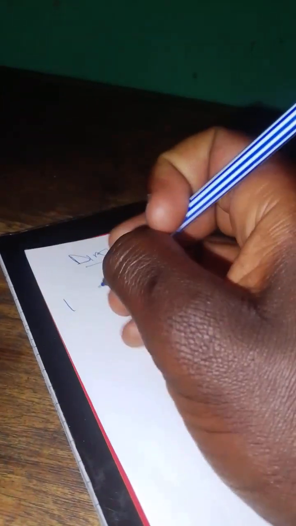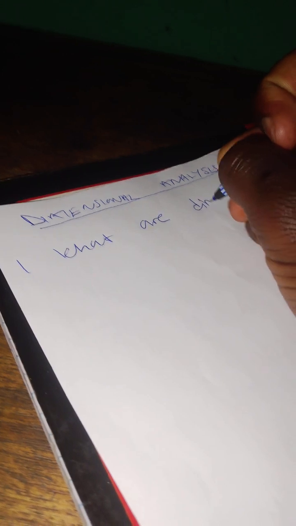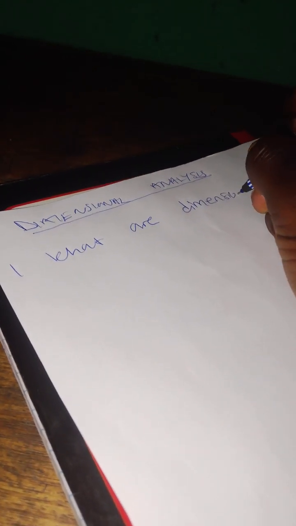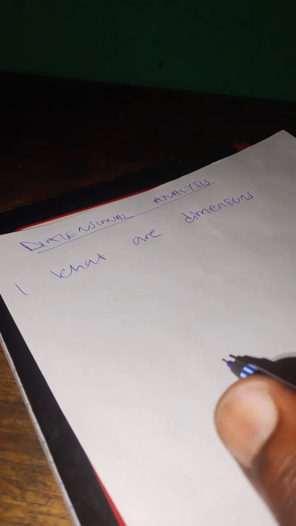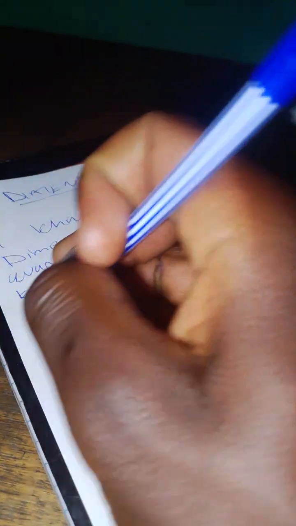So the first one, what are dimensions? Dimensions are just the basic physical quantities we use to describe the world. For example, length.